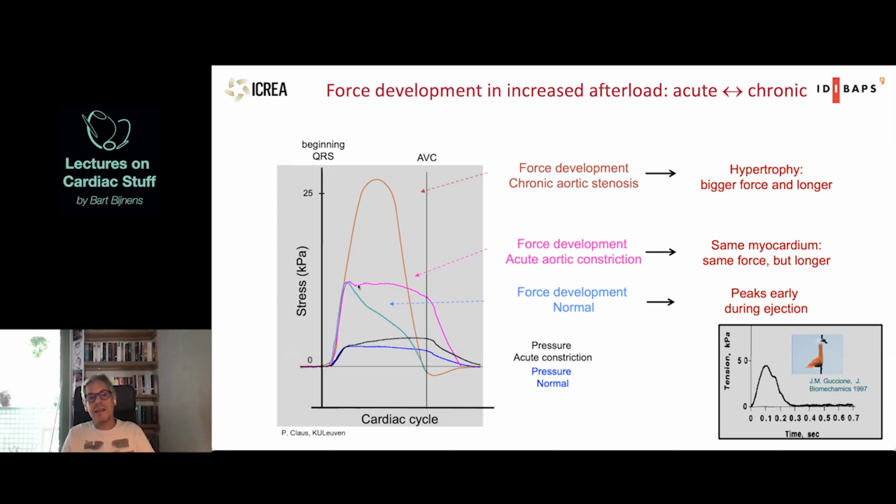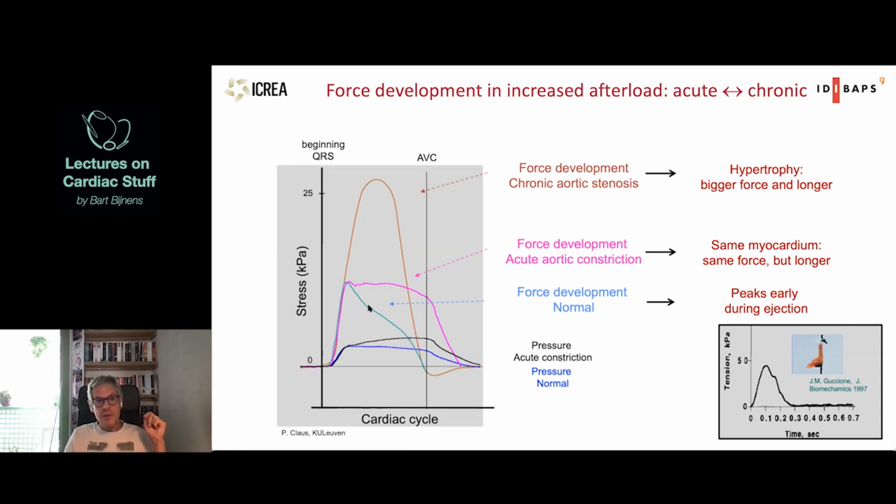So these are calculations of active force development based on imaging with some modeling, because of course you cannot measure active force development directly, but you can measure deformation and pressures invasively. And from that, you can use a model to do it. So in that sense, it's model based, but it's quite accurate actually.